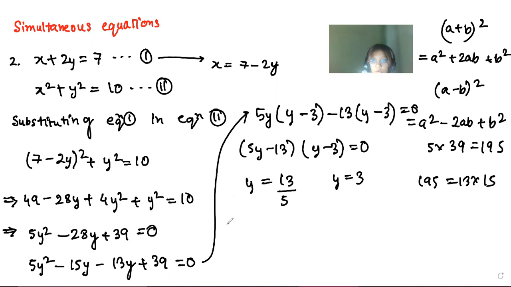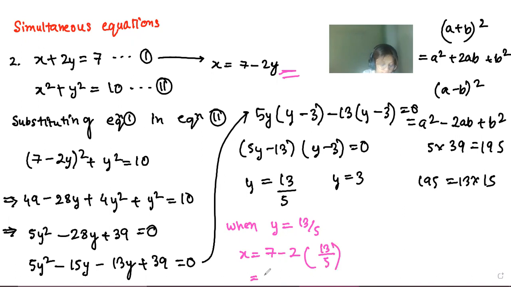So when y is equal to 13 by 5, x is equal to 7 minus 2. I'm taking this equation right here. So 7 minus, then we substitute the value of y here. We get the value, and it's going to be 9 by 5.